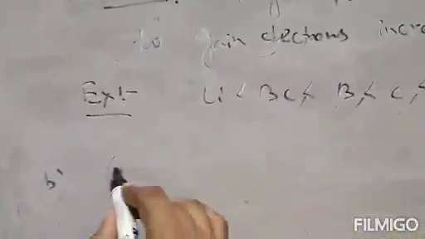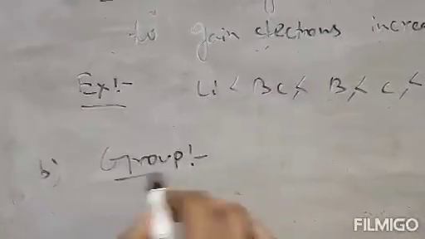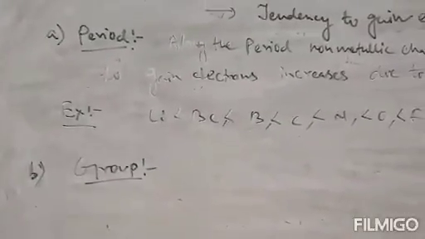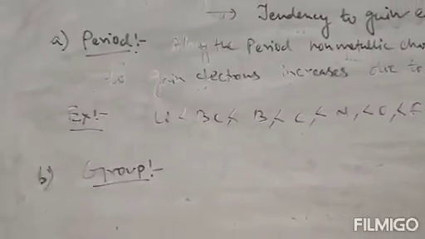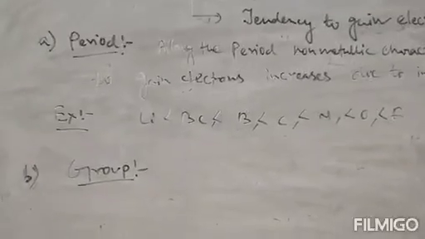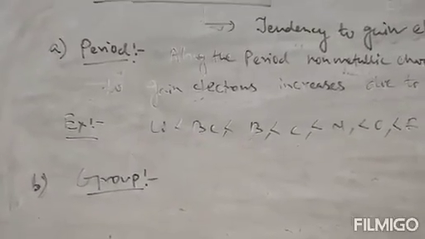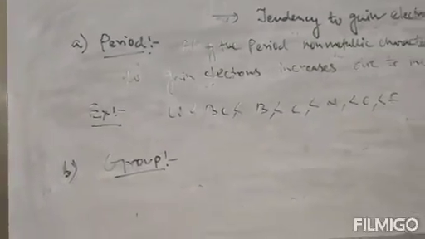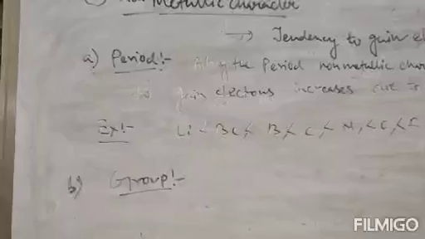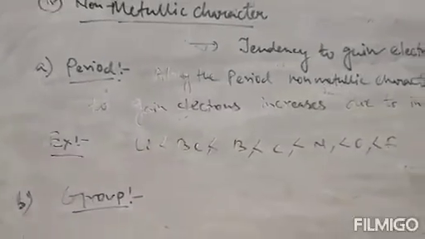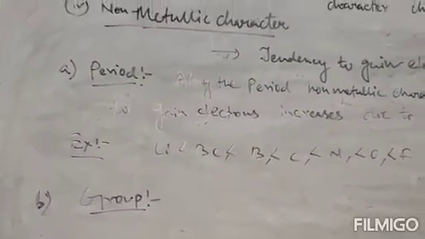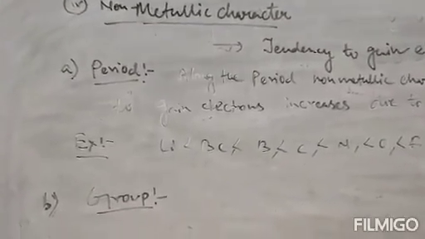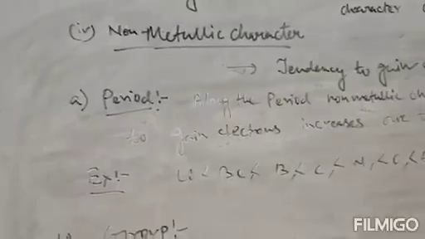According to group, non-metallic character will decrease on moving from top to bottom in a group. Non-metallic character will decrease because there are two reasons. Number one is atomic size and next one is tendency to gain electrons. On moving from top to bottom in a group, non-metallic character will decrease because atomic size and tendency to gain electrons decrease. That is the reason.